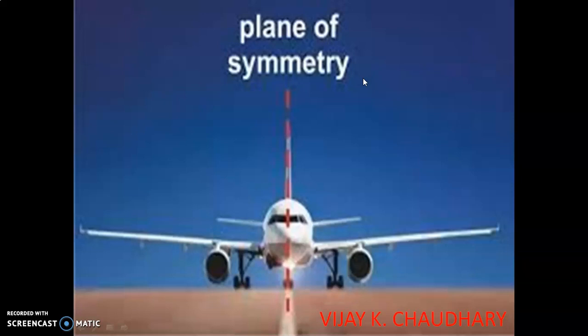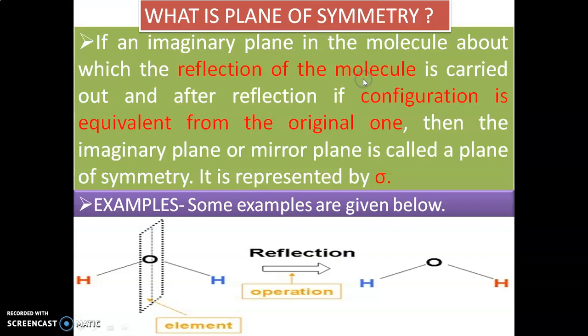In chemistry, what is the plane of symmetry? It is an imaginary plane of a molecule about which the reflection of the molecule is carried out, and after reflection, if the configuration is equivalent to the original one, then the imaginary plane or mirror plane is called a plane of symmetry, and it is represented by sigma. That means each imaginary plane is a symmetry element and reflection is the symmetry operation.